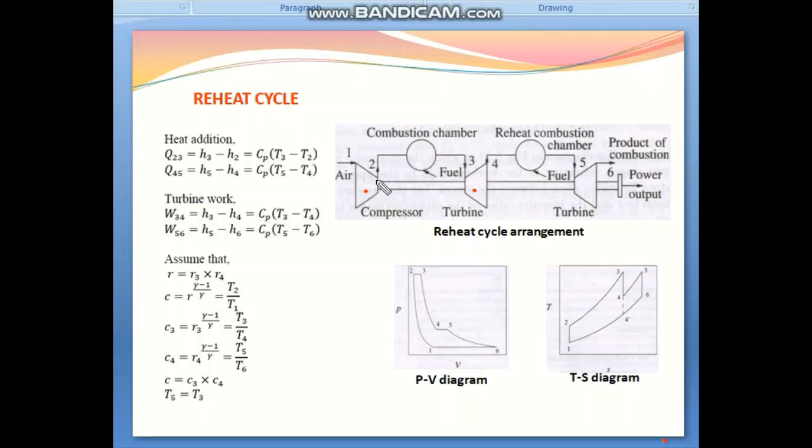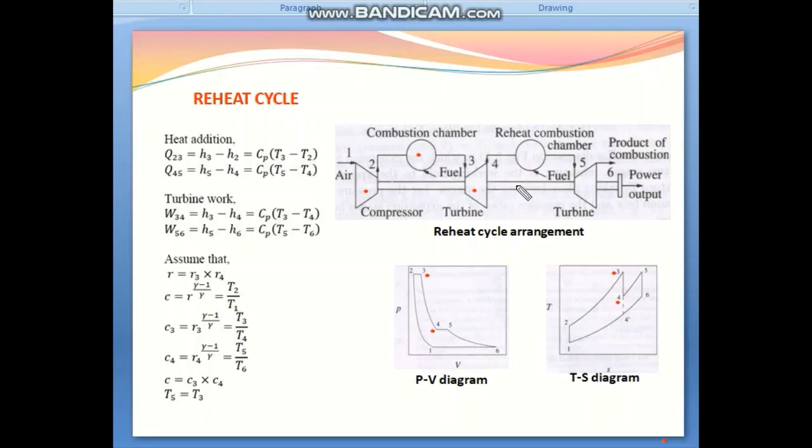Then that compressed air flows to the combustion chamber. This is the first combustion chamber. Then fuel is added and combustion takes place. Then the combustion product flows through the turbine, that is 3 to 4. This is the expansion process. This is 3 and this point is 4. Okay. In this 3 to 4 the temperature decreases. It's a constant entropy process, actually an adiabatic process.